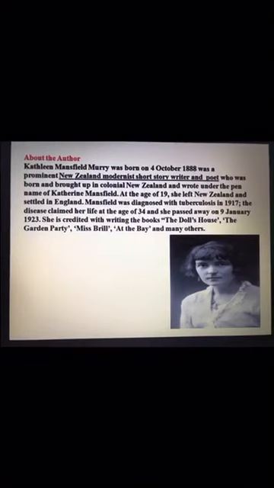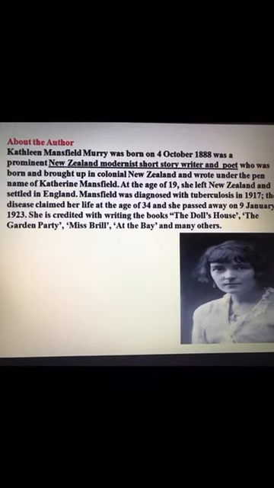Now, I would like to talk about the author. Kathleen Mansfield Murray was born on 4th October 1888. She was a prominent New Zealand modernist short story writer and poet who was born and brought up in colonial New Zealand and wrote under the pen name of Catherine Mansfield. At the age of 19, she left New Zealand and settled in England.